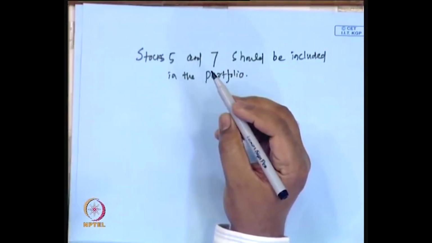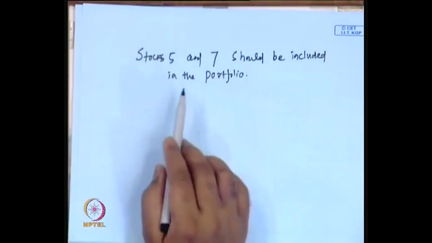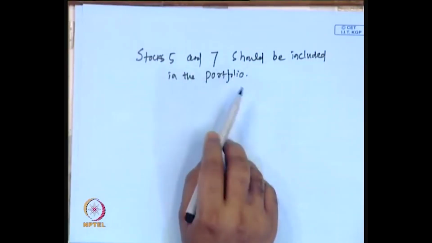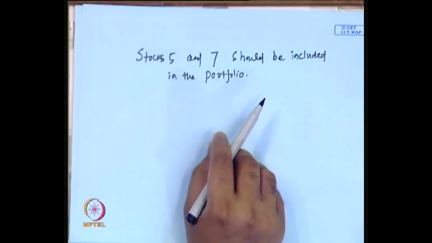Should be included in the portfolio. If stocks 5 and 7 should be included in the portfolio, then the next question will arise: how to allocate our funds between these two. Now, Sharpe has answered the first question of the construction of the portfolio, that is, how many securities are required to make my optimal portfolio.